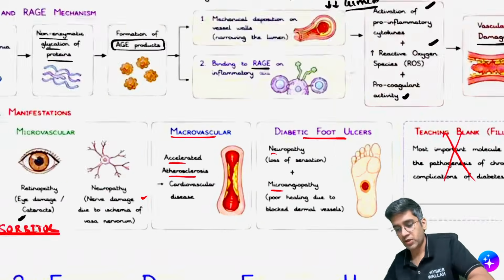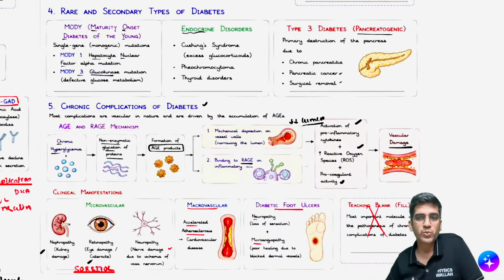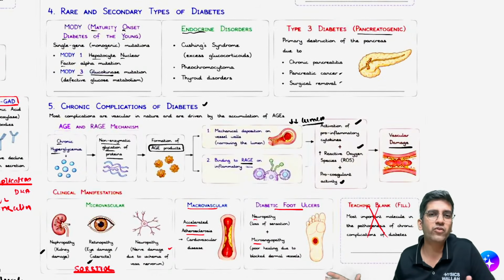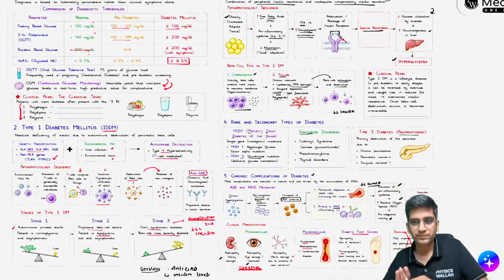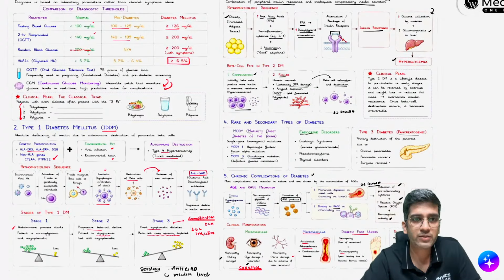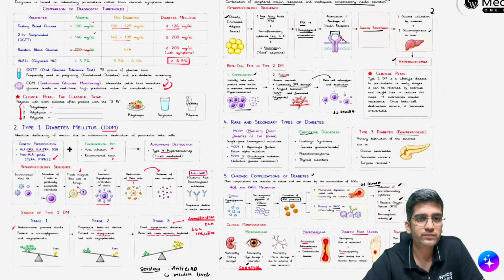Ignore this part, fine? So these are a few complications of diabetes mellitus, which you have to remember. RAGE, AGE products, how do they cause it? And a few words about a few of the important complications, fine? Done? That's in short about diabetes. Okay? Any doubt in diabetes? Do let me know. If not, let's go to the next.